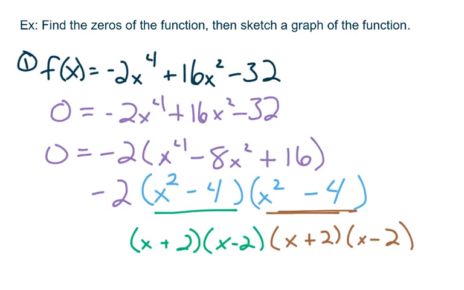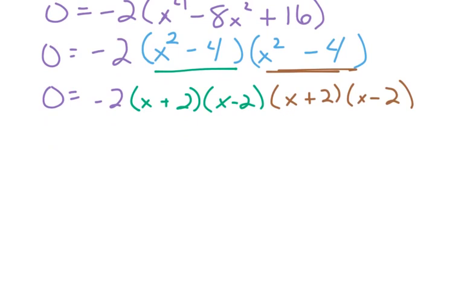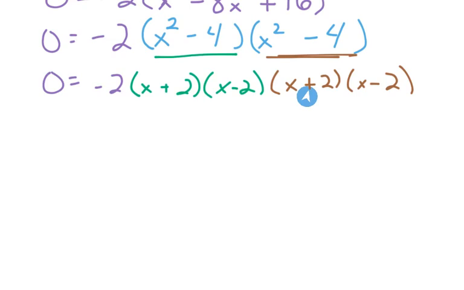Still have the negative 2 out front, and this is still equal to 0. Everything's still here equal to 0. Okay, so now I've got monomial, degree 1, degree 1, degree 1, degree 1. I have factored as far as I can go. Okay, so now what I need to do is I need to set each factor equal to 0. Well, let's see, negative 2 is just a number. There's no x here. Negative 2 is not going to change. There's no way negative 2 could be 0. So really, at this point, I don't really need this negative 2 anymore because it's not going to help me solve the problem.